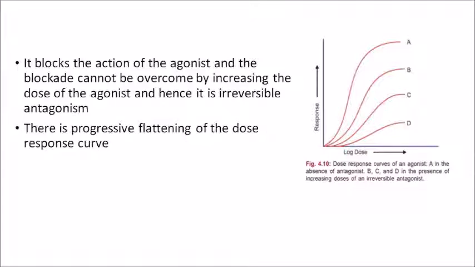In the dose response curve, we can see progressive flattening of the curve. A is the DRC without antagonist. With increasing dose of the antagonist, what is happening? Even if we are increasing the dose of the agonist, the response is diminishing. We are not able to elicit the same amount of response.